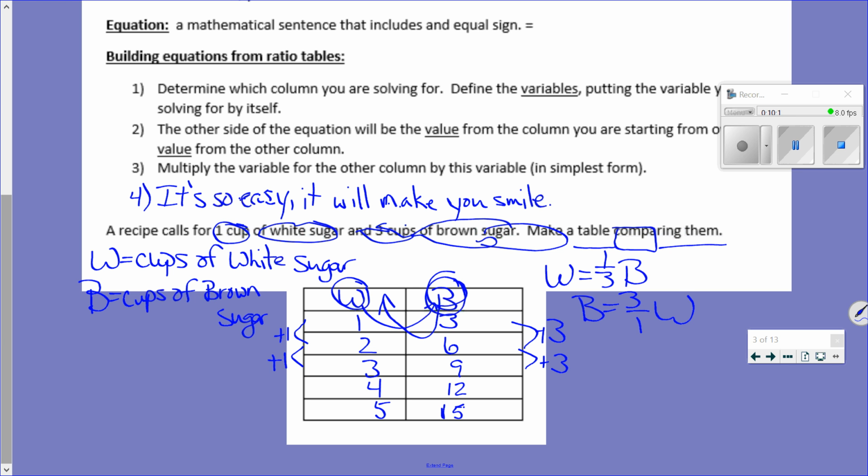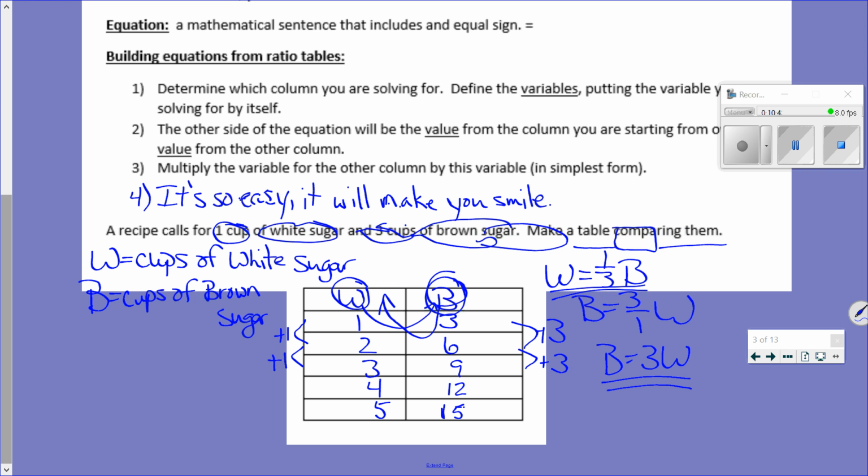No, I can make it what? 3. So I'd rewrite that as B equals 3W. So I've now just written 2 equations based on that ratio table. So easy it will make you smile. Okay? So just to show you, if I know any value of W, I can figure out how much B is associated with it. So if my W was 5, I do 3 times 5 is 15. I have my ratio value.